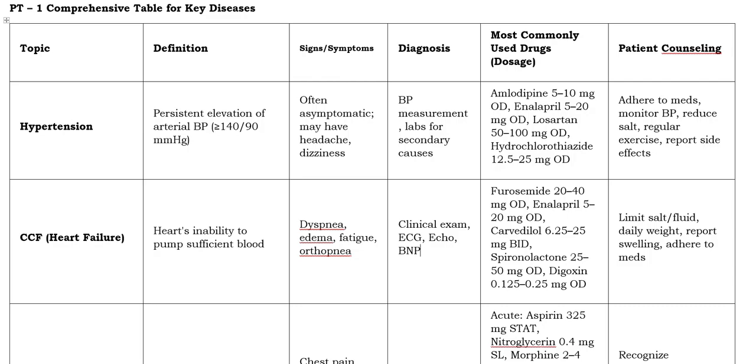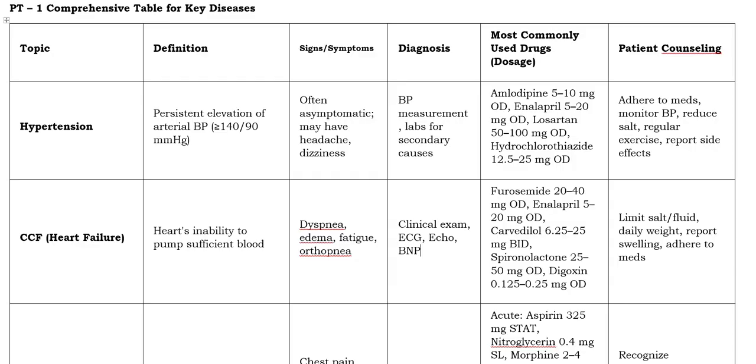And for management, what drugs are listed? The source lists several common classes and examples. You've got amlodipine, a calcium channel blocker, usually 5 to 10 milligrams once daily. Enalapril, an ACE inhibitor, at 5 to 20 milligrams once daily. Losartan, an ARB, that's 50 to 100 milligrams once daily. And hydrochlorothiazide, a thiazide diuretic, typically 12.5 to 25 milligrams once daily. These are the foundational meds.